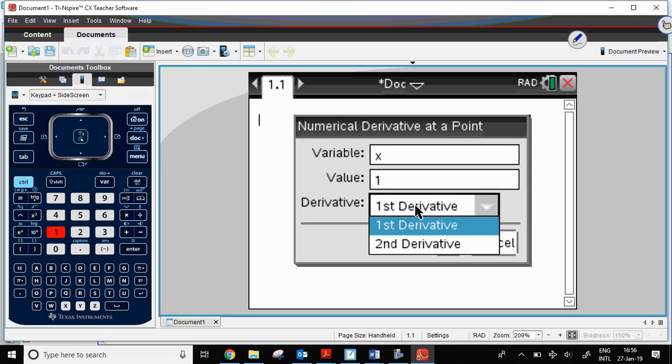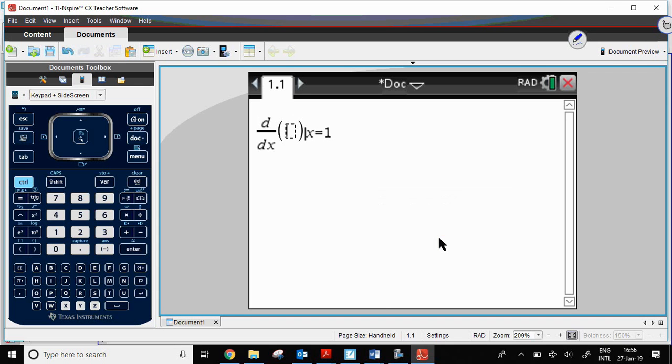We'll talk about second derivatives later on. We're just doing first derivatives right now. So there we go. Now we're just going to have to type in our function. This is great. So we've got the derivative of what I type into this box with respect to x at x equals 1 is something. Let's figure out what it is.